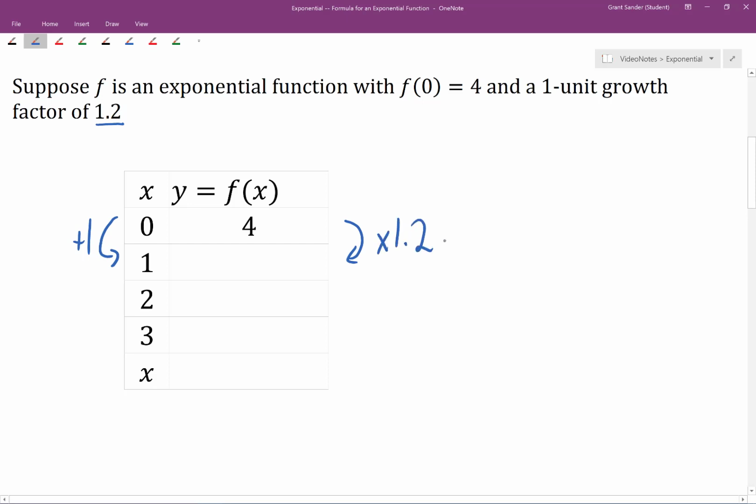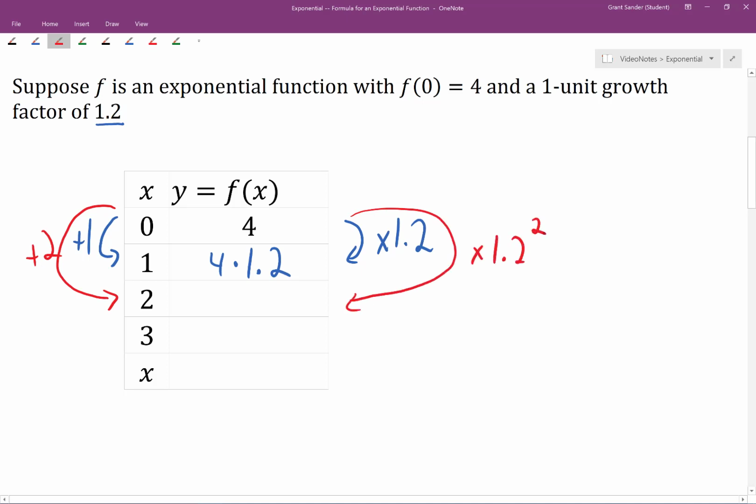So if x varies from 0 to 1, y starts at a value of 4 and then becomes 1.2 times as large. On the other hand, if x varies from 0 to 2, a change of 2 units, then y will start at 4 and become 1.2 squared times as large, because our 2-unit growth factor is 1.2 squared. And therefore, as x varies from 0 to 2, y starts at 4 and then becomes 1.2 squared times as large.